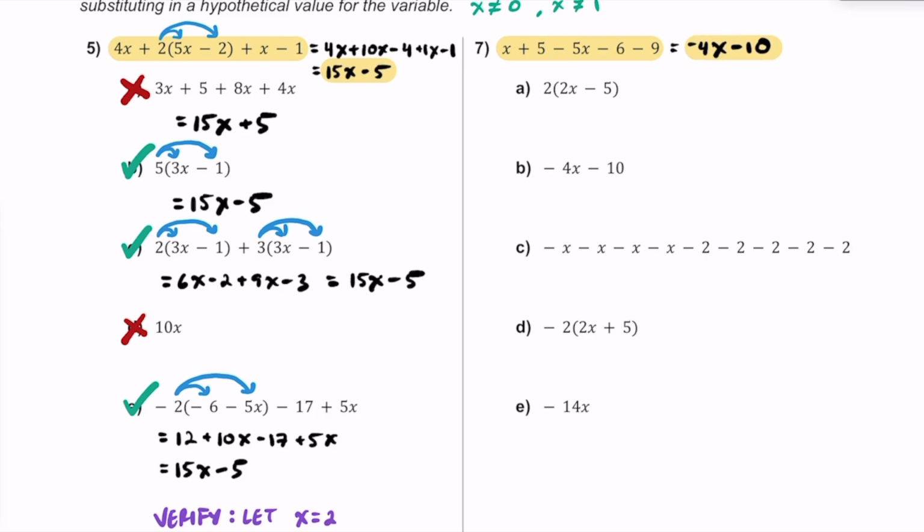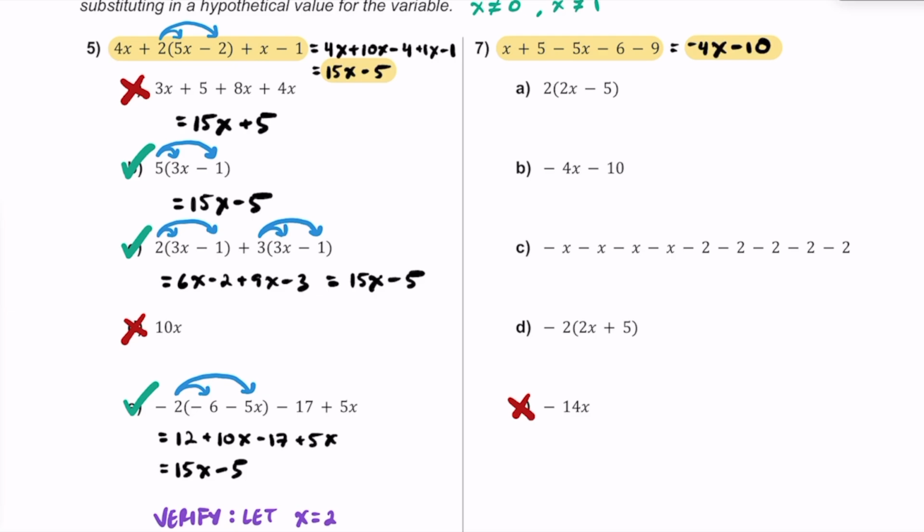All right, let's try a few out and see how we do. Let's see if we can identify one where if you just incorrectly combined like terms, we would get that. So what's negative 4 minus 10? That's negative 14. Yep, it looks like this one would be that one if we accidentally did that. So let's go ahead and get rid of E right away.